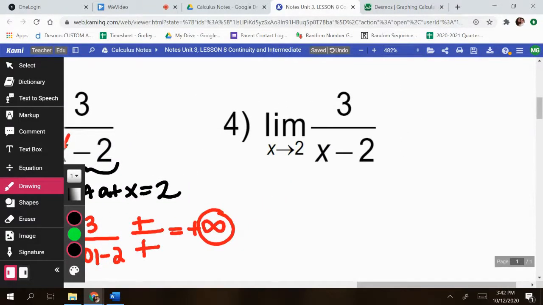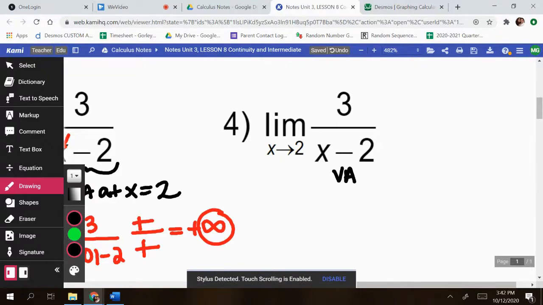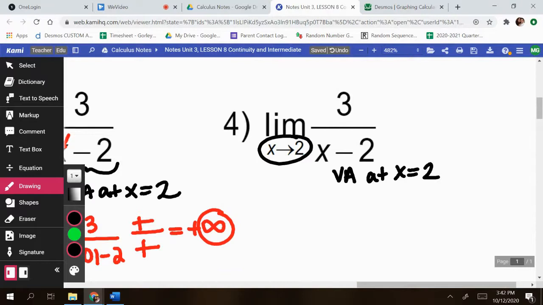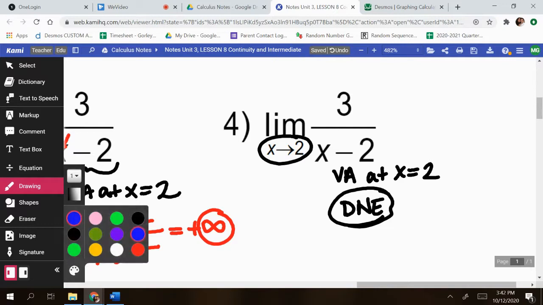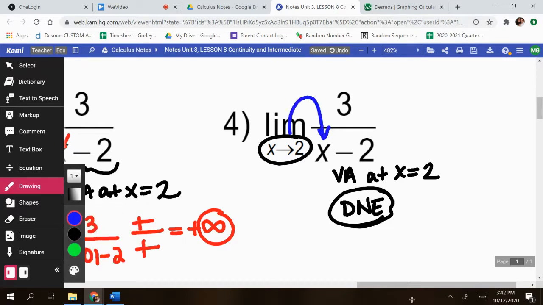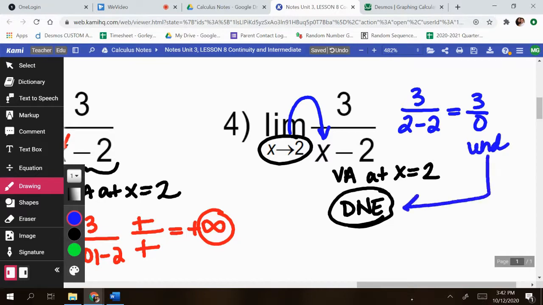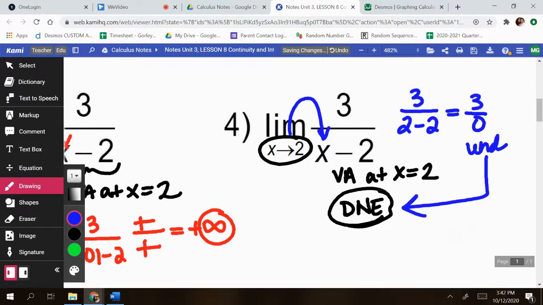Okay, for problem number 4, again, you can see that we're still approaching a vertical asymptote at x equals 2. So what is the limit as x approaches 2 if you're reaching a vertical asymptote? Well, the limit does not exist. That's what we're going to put as our final answer. If you didn't see that right off the bat, you would still run into a problem when you plugged in 2. See how you get 3 over 2 minus 2, which is 3 over 0. Because the value is undefined, that's why the limit does not exist.